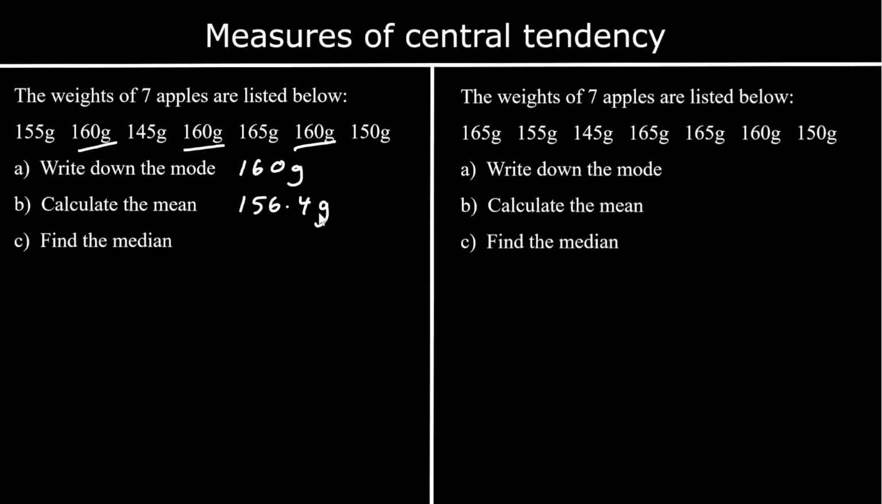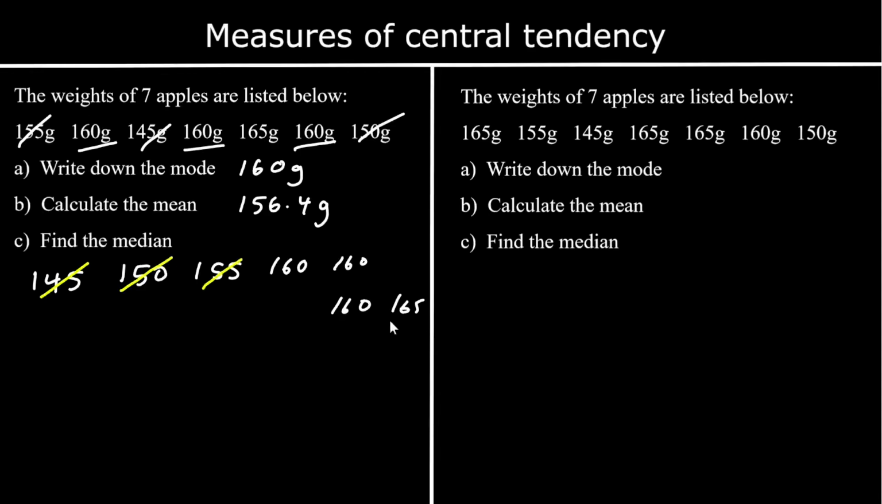And the median, that's going to be the middle number. So let's write them in order. So we start with 145, then 150, then 155. We've got 3 160s, and then 165. So the middle one, if we cross off 3 on both sides, is 160 grams.